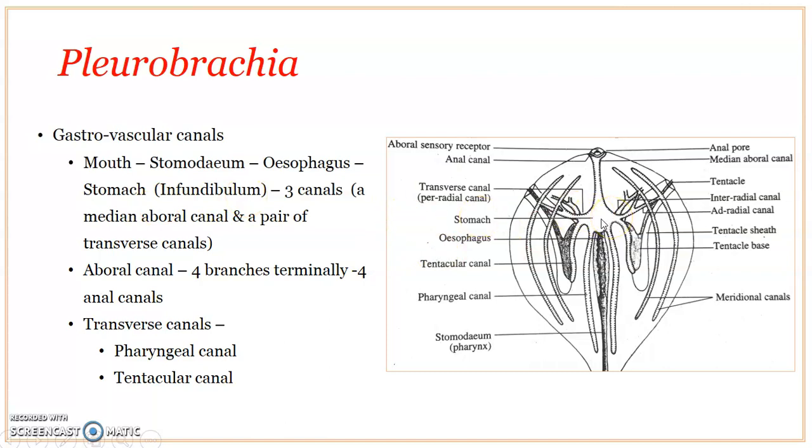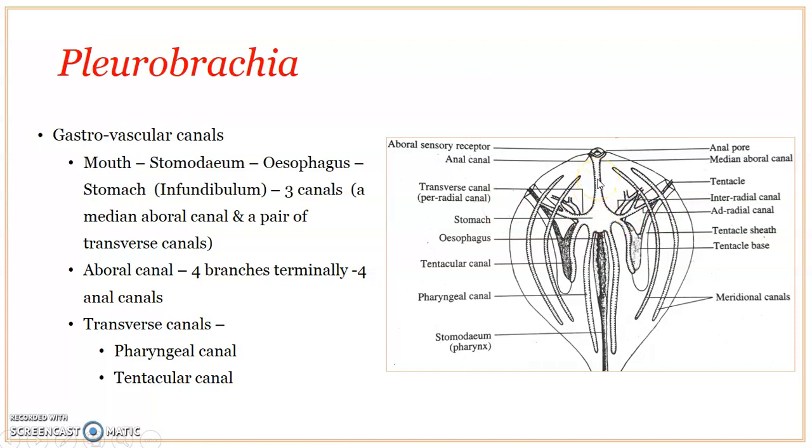Now, leading out from the stomach, you can see there are three main canals: a median aboral canal and a pair of transverse canals. So there are three canals. There is one median aboral canal, otherwise referred to as the infundibular canal, and two transverse canals, otherwise known as perradial canals. You can see the perradial canals over here. These are the two transverse canals, and this is the median aboral canal.